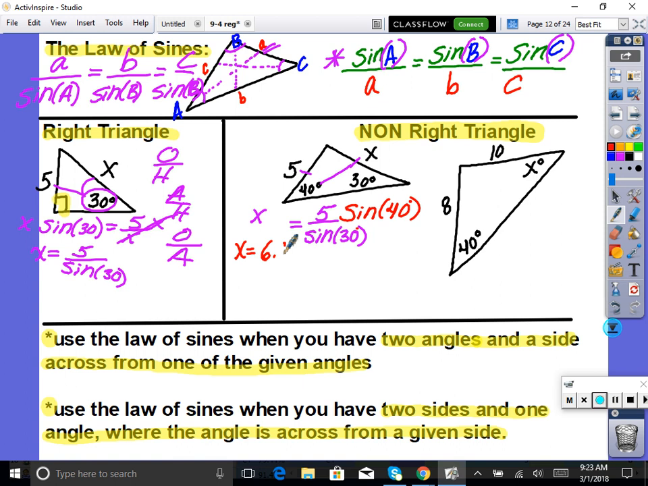X equals 6.43. Sweet, awesome. Everybody good? Did you all get it? Pretty easy, right? Once you know how to use it. Okay, let's look at this one. Now the algebra is going to come out differently.